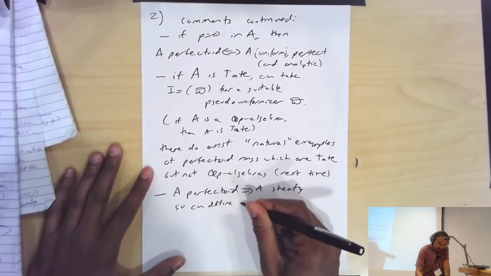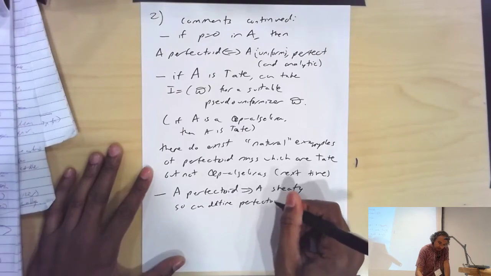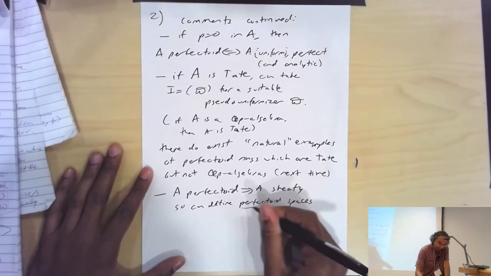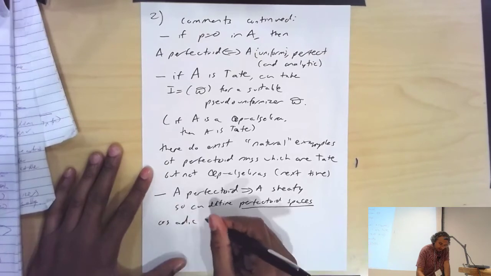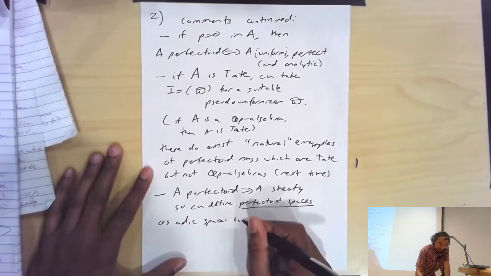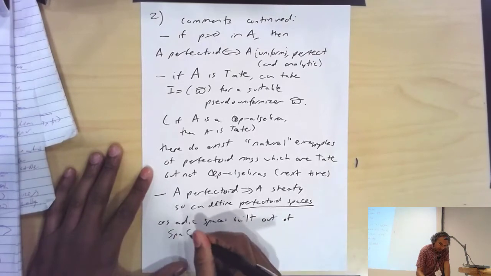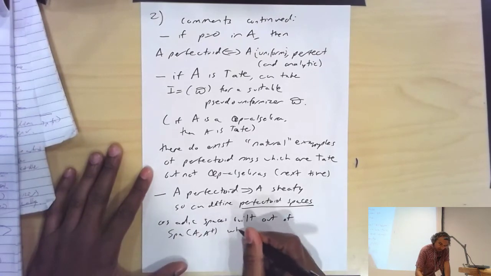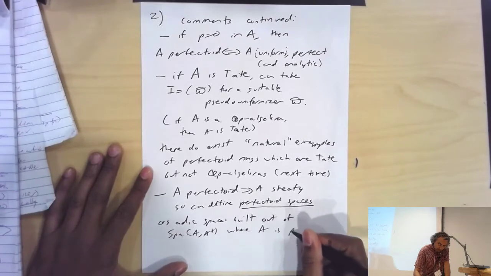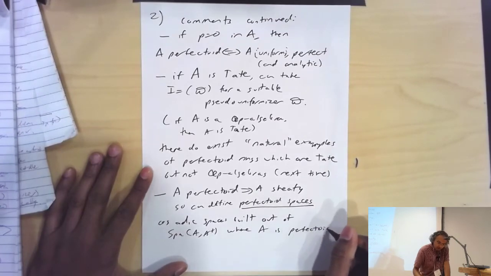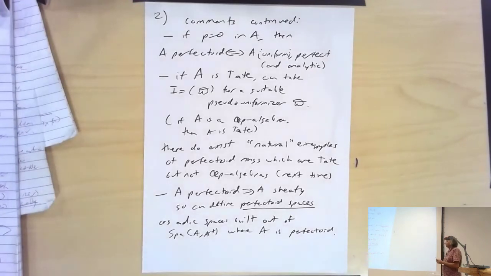So that means we can define perfectoid spaces as the adic spaces built out of pieces of the form Spa(A, A+), where A is perfectoid. So if an adic space can be built out of pieces which are the adic spectra of perfectoid pairs, then we say it's a perfectoid space. Okay, and now with that definition, let me give some examples.